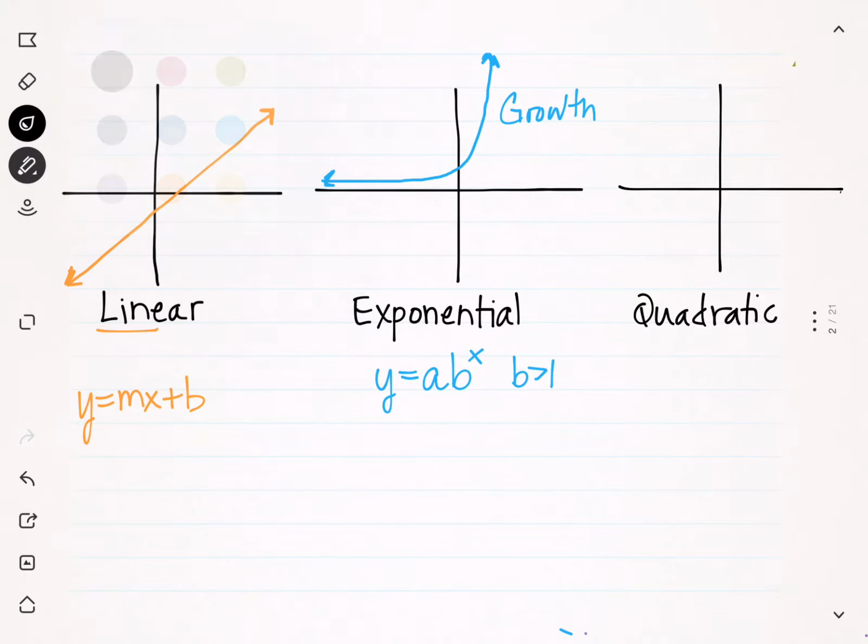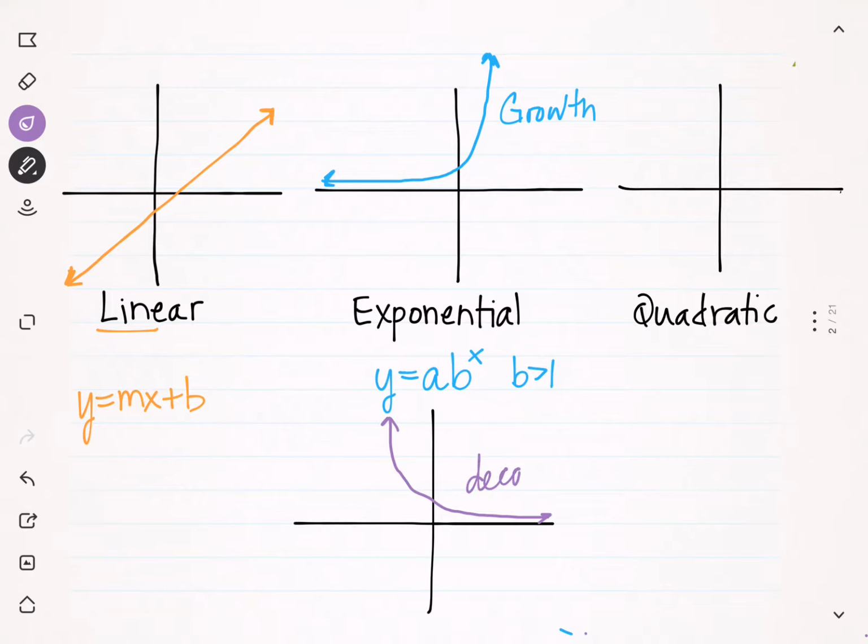Now for decay, when we see decay, that means that we're starting off large and we're getting small, exponentially small. So for decay, we say then that b is less than 1. It's still following the same model, y equals a b to the x power, but b is less than 1, which is making that function decrease over time.